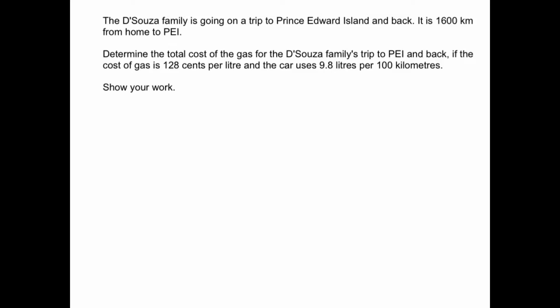The question says, determine the total cost of gas for the D'Souza family's trip. So we need to know, how much does the gas cost? Well, we know that gas is 128 cents per liter, or $1.28 for every liter, but do we know how many liters the car uses for this trip? We do know that the car uses 9.8 liters for every 100 kilometers. Do we know how many kilometers the D'Souza family travels? We know that they travel 1,600 kilometers one way. So where should we begin? Let's start by finding the liters of gas used by the car.